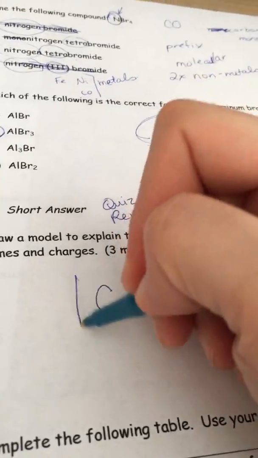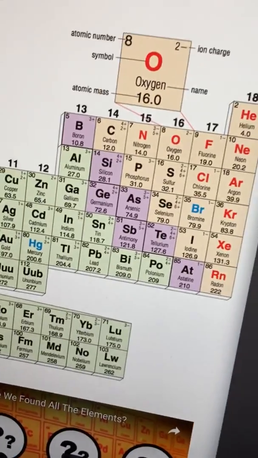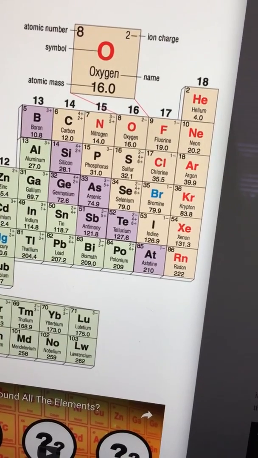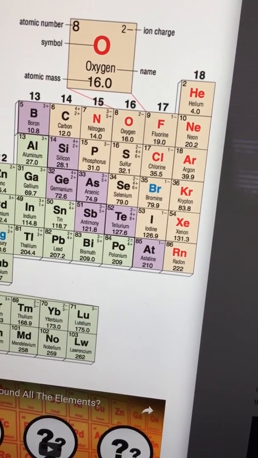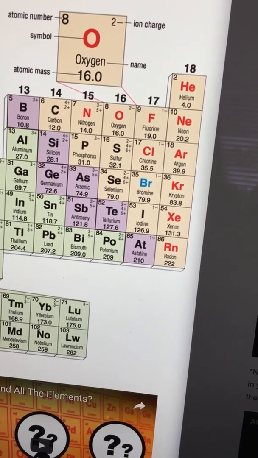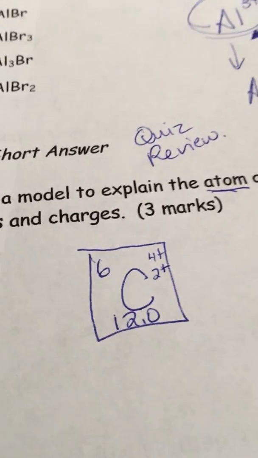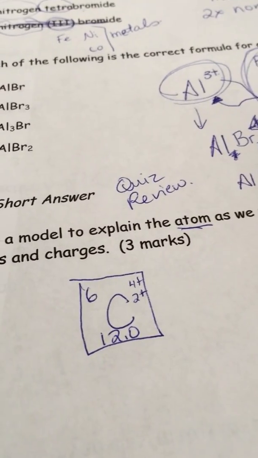And why not draw out the important numbers you need? So what do we need? 6 protons. We need an atomic number of 6 and an atomic mass of 12. And let's throw the charges on there for decoration because that's what we see. So there's what we find on the periodic table.